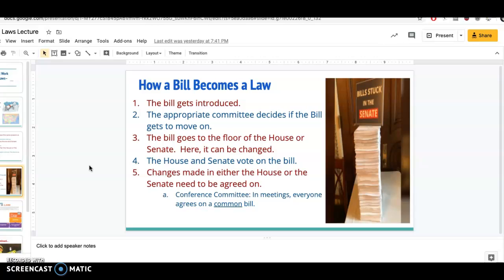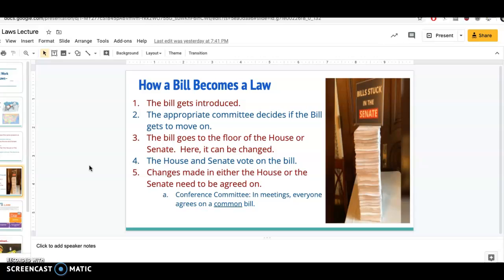The Senate does the same process, and then the House and Senate vote on the bill after it has been made in a way that makes the most people vote for it. And changes made in either the House or the Senate need to be agreed upon by the House and Senate. And this is where a conference committee comes in.